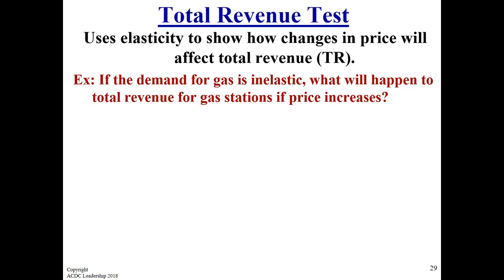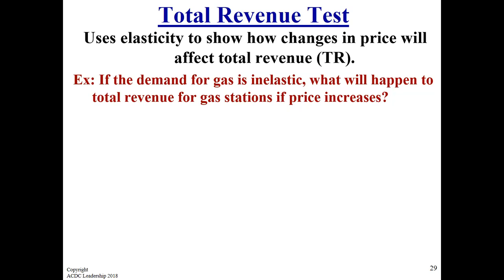Here we got 2 hands. Let's see if we get to 5. We've got 3, 4. John. Revenue is going to go up because people are still going to buy it. Okay. Your answer is right. But just be a little more precise. Why is total revenue going to go up? There's no substitute for it, so they have to buy it. But people are going to buy less gas if price goes up.